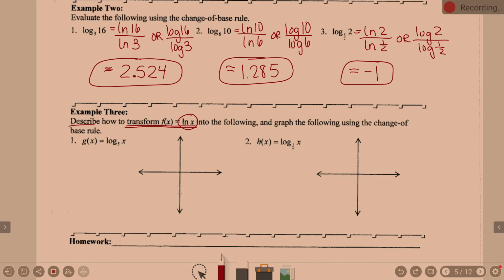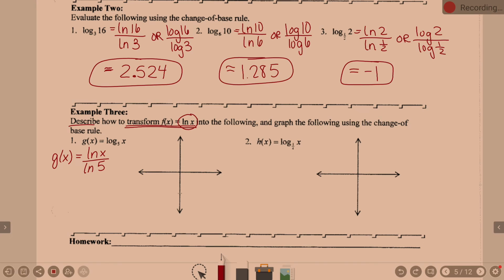However, is my function in terms of natural log of x? No. Can we rewrite this in terms of natural log of x? Yes, and that's what we're going to start off doing. So I'm going to take g of x, and instead of saying it's log base 5 of x, how can I make it natural log? Natural log of x divided by natural log of 5. That's equivalent, isn't it? Yes.